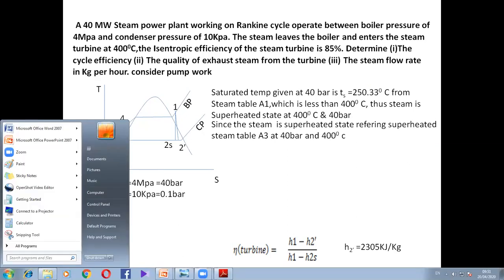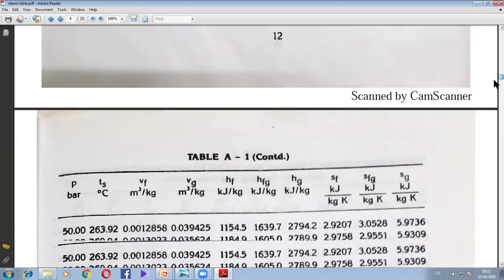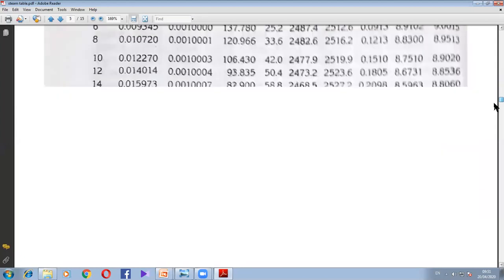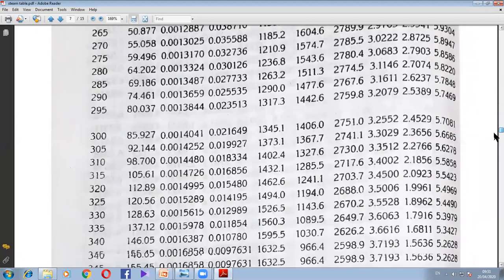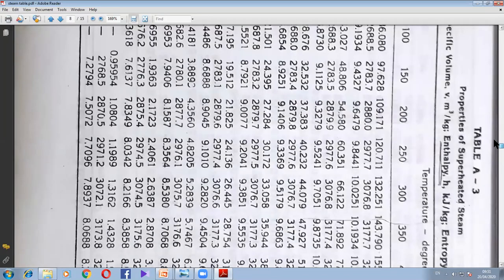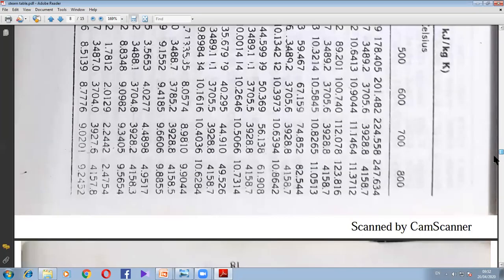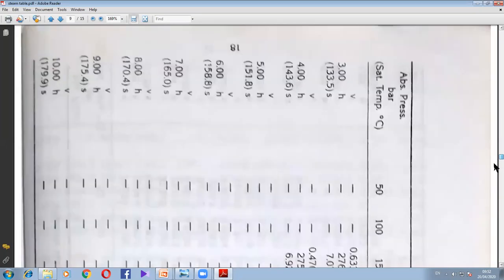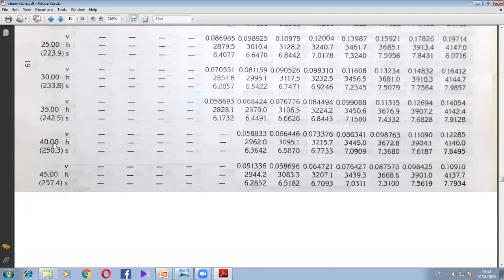So for the superheated steam table, you need to go for the A3 table. This is the A2 table. So this is your A3 table. So what is the pressure given? Pressure given is 40 bar. So I will go for the 40 bar. Here you can see page number 19 at 40 bar.